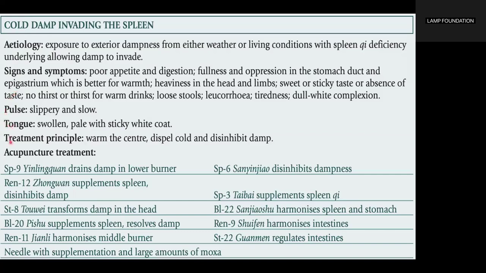Treatment principle: warm the center, dispel cold, and disinhibit damp. Acupuncture treatment: spleen 9, to drain damp in the lower burner, REN 12 to supplement spleen, disinhibit damp, stomach 8 to transform damp in the head, bladder 20 to supplement spleen, resolve damp, REN 11 to harmonize the middle burner, spleen 6 to disinhibit dampness, spleen 3 to supplement spleen qi, bladder 22 to harmonize spleen and stomach, REN 9 to harmonize intestines, stomach 25 to regulate intestines. Needle with supplementation and large amounts of moxa.